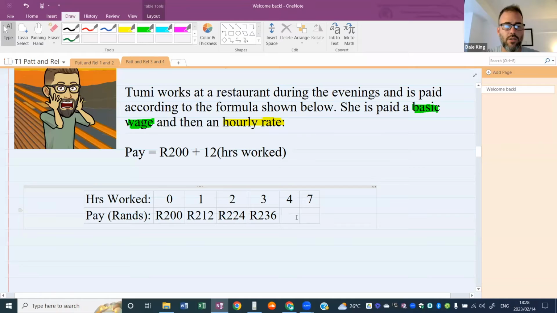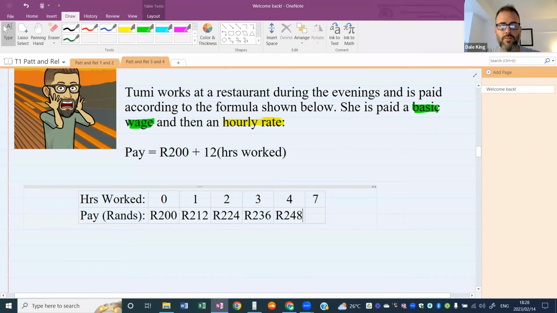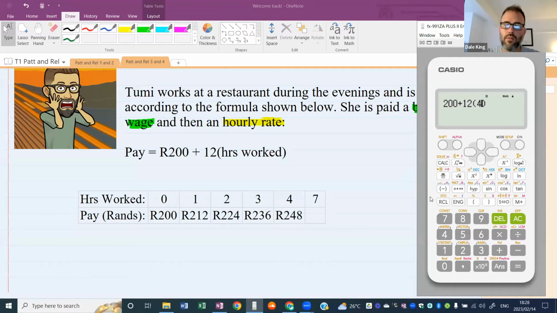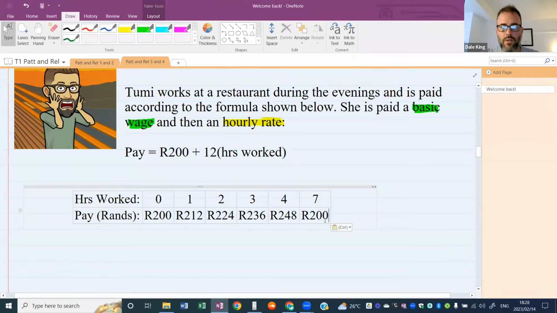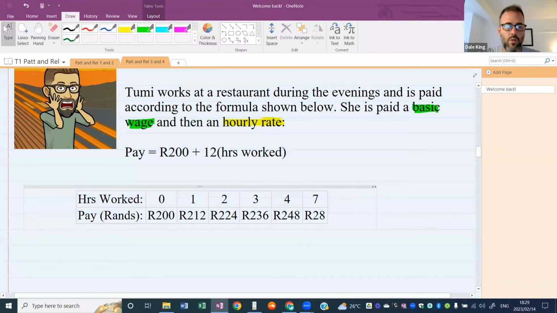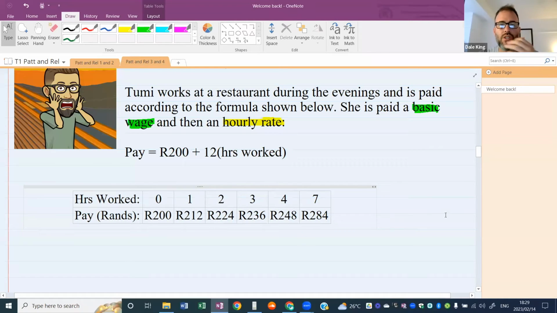I mean, it's pretty easy to see what the answers are going to be. We're going up in multiples of 12. And then here comes the different one. So now I'm going to go in and change it to a 7 and press enter, so 284. Okay, so very similar to our previous answers, but all we have is this basic wage included now in our answer.